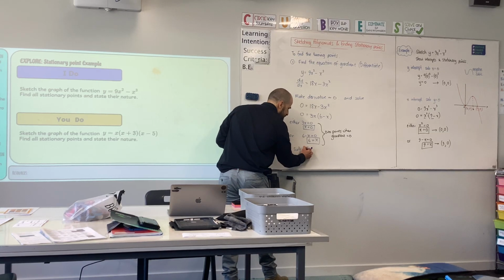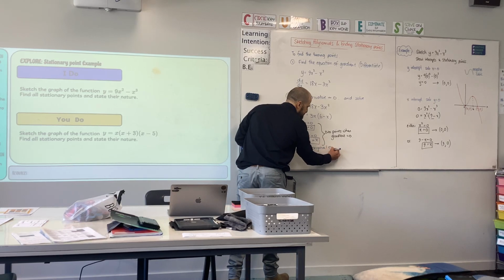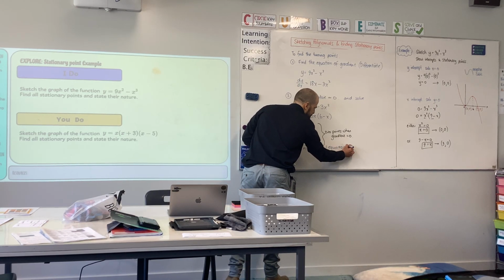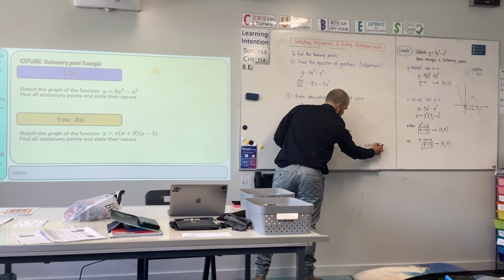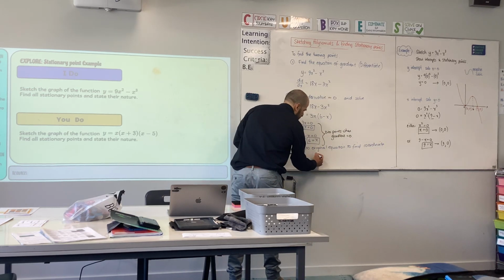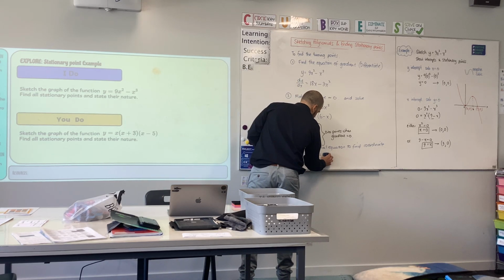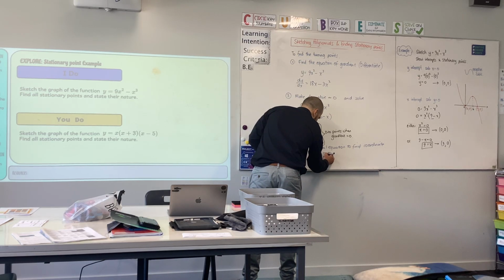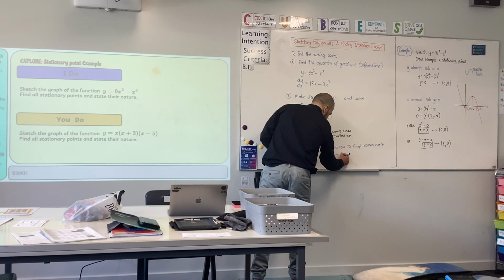So step 3, sub into original equation to find the coordinate. Which looks like this. y equals... no, it was 9, wasn't it? Forgot what the original equation was. 9 times 6 squared minus 6 cubed.